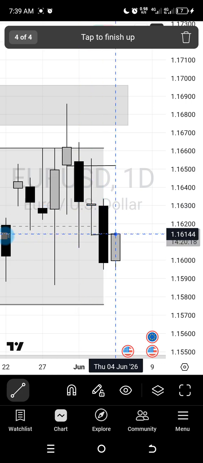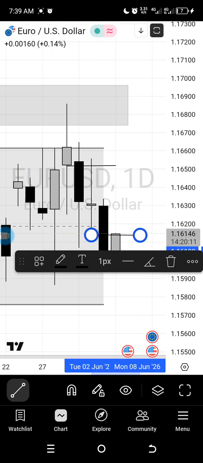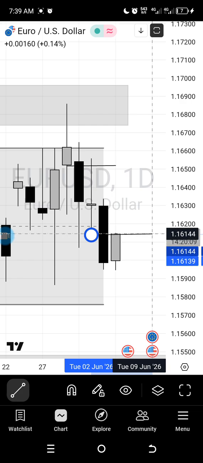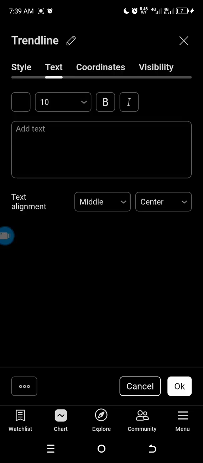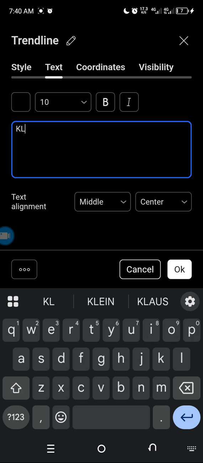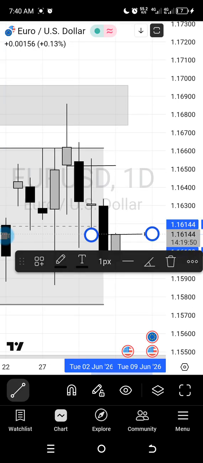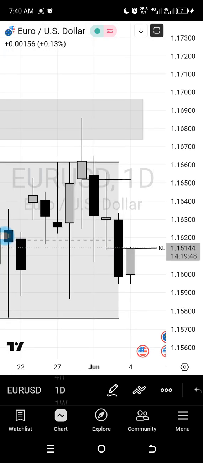applying the if-then principle, right? If you close below, we expect lower prices. If you close above, we expect higher prices. If you wick above, we expect lower prices, and if we wick below, we expect higher prices. Since we close below, applying the if-then principle, then we are expecting lower prices. Our job as a trader is to focus on sells from the key level to our target.